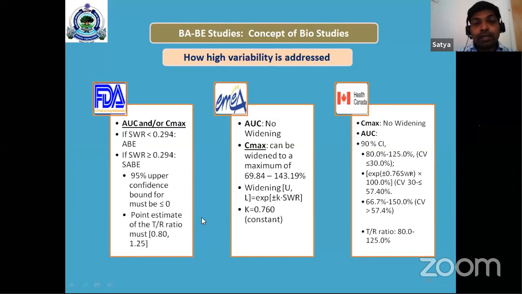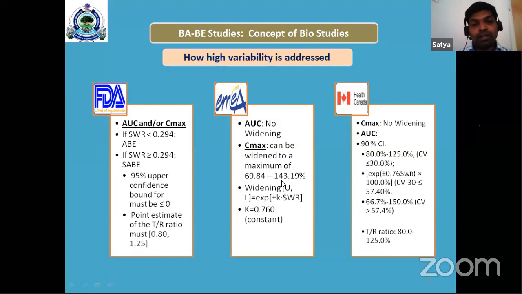Whereas coming to the EMEA, there is no option for AUC widening. The option is given only for Cmax, and it depends on the variability like 30, 40, 50. So you can widen your limit to 69 to 143. That is the maximum limit.